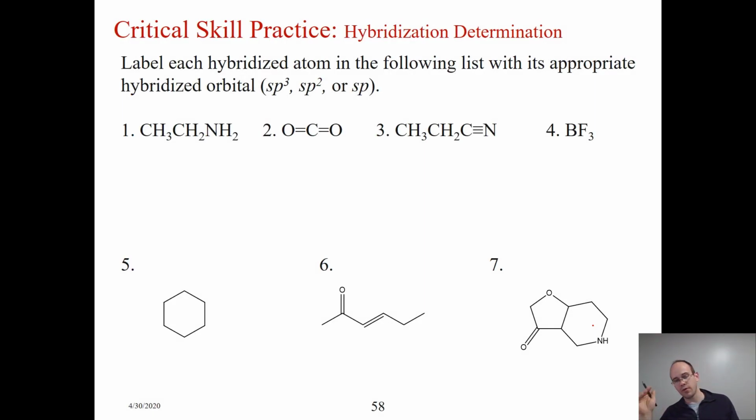All right, so here's some hybridization practice. And there are lots of ways to go about looking at this. I think that for each hybridized atom, what I like to do is count the number of pi bonds, and that tells me how many p orbitals had to be reserved from that atom.